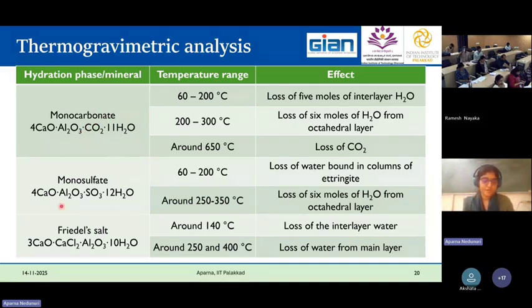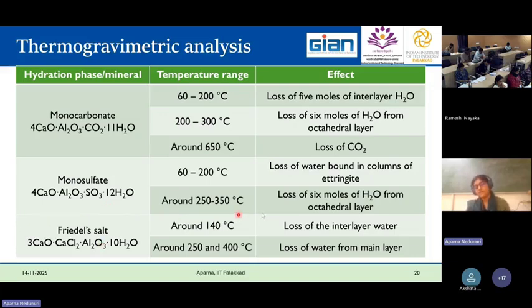We have monosulfate. Monosulfate is formed when ettringite reacts with C3A and the gypsum availability is not there, after the gypsum depletion, and that would result in an AFm phase, which is monosulfate. In monosulfate, there will be loss of water from 60 to 200 degrees centigrade from the columns of it. And around 250 to 350 degrees centigrade, there will be loss of 6 moles of water from the octahedral layer.